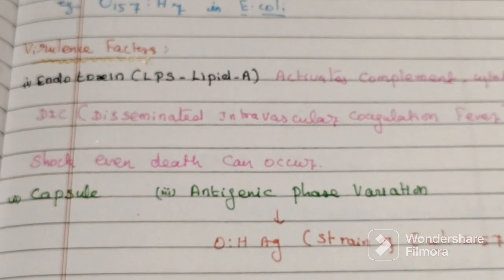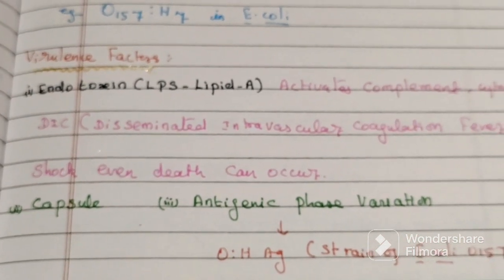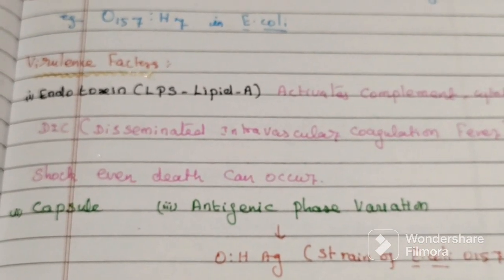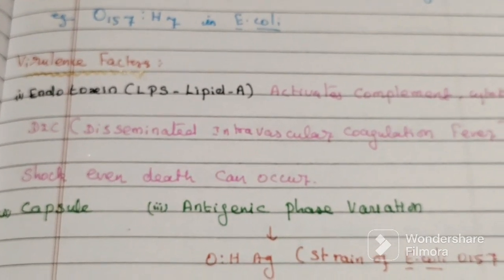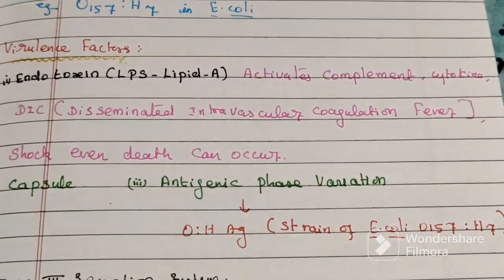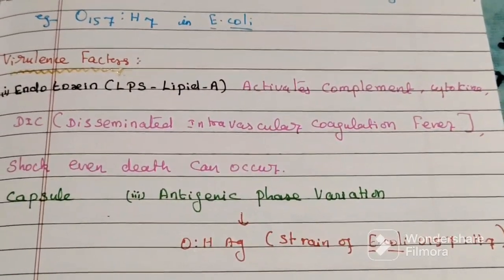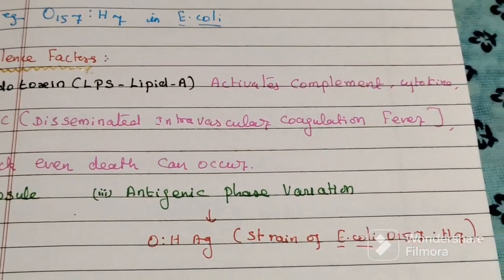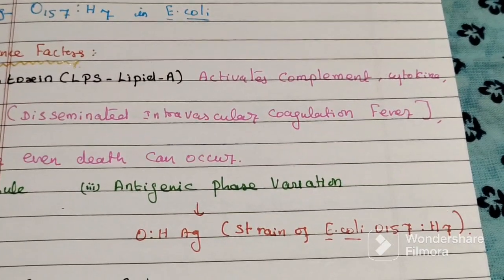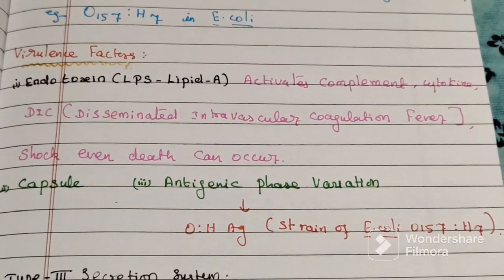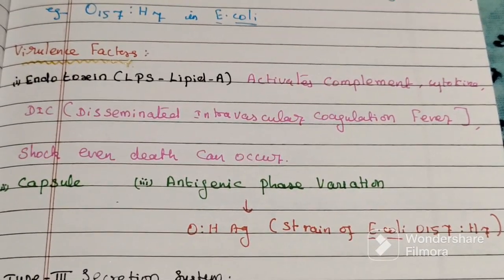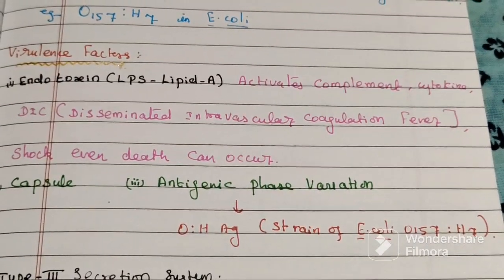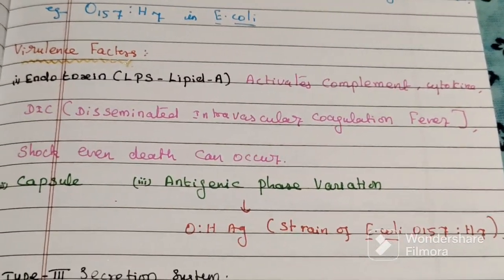Many organisms are encapsulated; the capsule is slimy, like an egg yolk with egg white around it. Then there is antigenic phase variation. O and H antigens differ by serotype. There was one strain of E. coli, O157:H7. So the virulence factors are endotoxin, capsules, antigenic phase variation, and O and H antigens, such as in strain E. coli O157:H7.